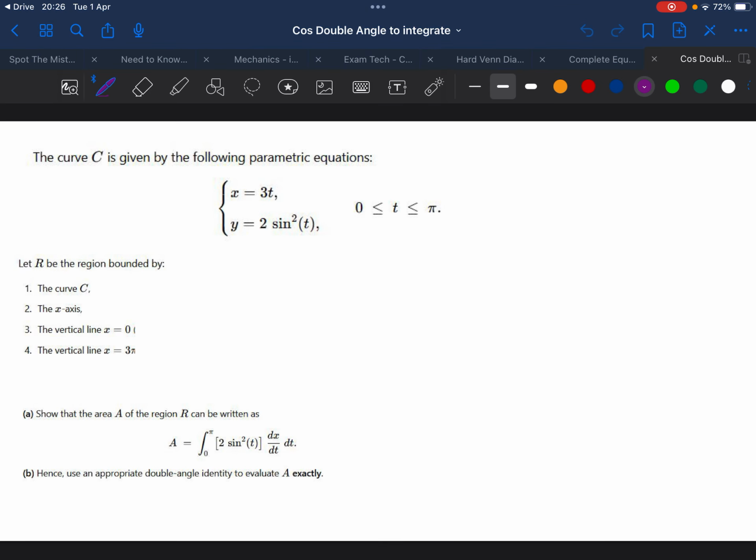Okay, so in the video today, we're going to talk about how we use one of our need-to-knows, which is the cos double angle rule, and we're going to look at it in a situation of parametric integration, which is a really common combination, okay?